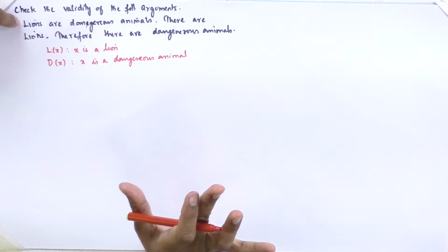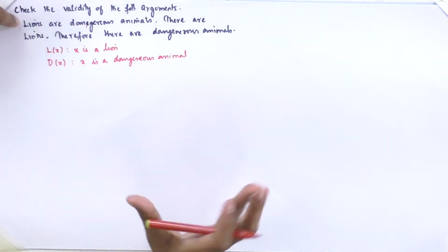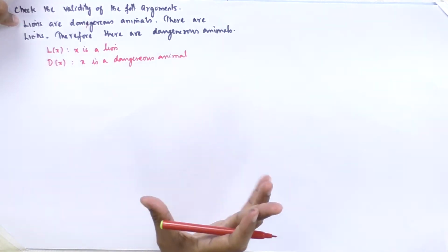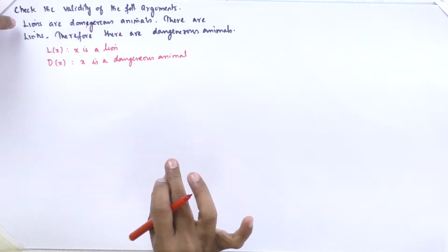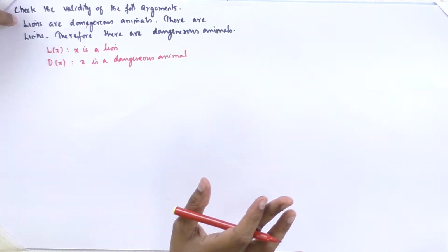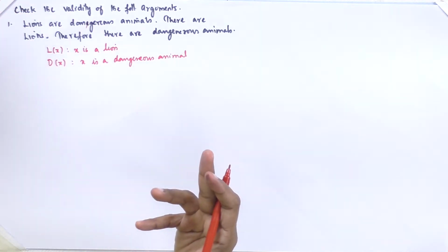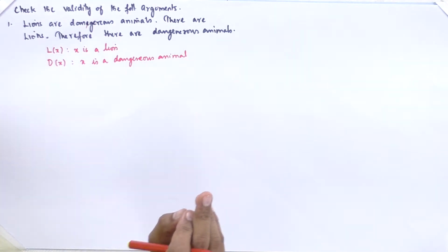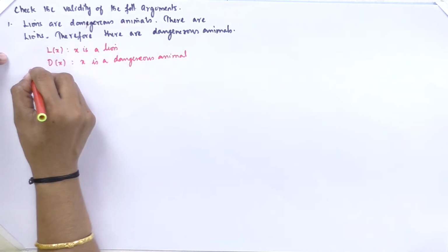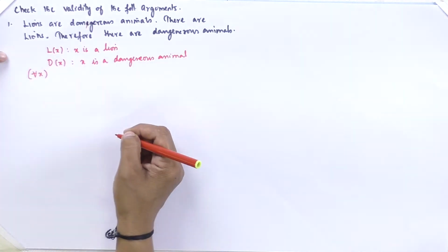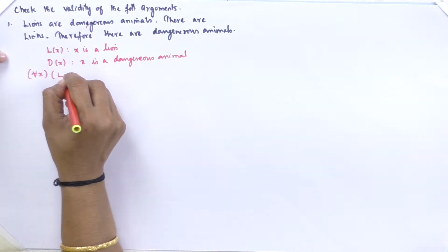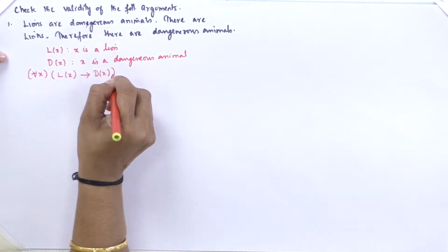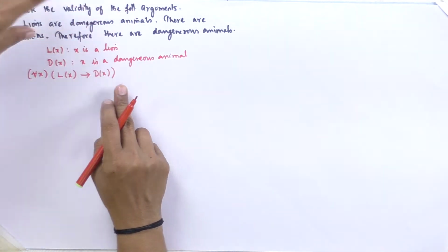Now here in the statement, nothing is said about the quantification. Either we have to use universal quantification or existential, and that is not given point blank here. So, are the lions dangerous or not? Yes, of course, all lions are dangerous animals. Which means the quantification is for all X: if it is a lion, then it is a dangerous animal. Fine. So, lions are dangerous animals.